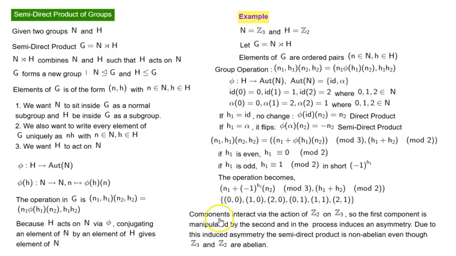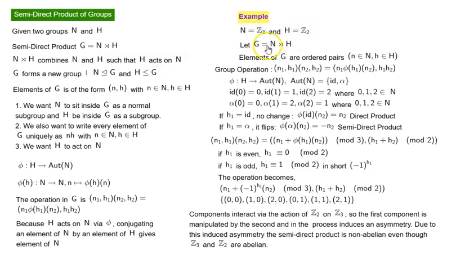elements. Now, components interact via the action of Z2 on Z3. H is Z2. So H is acting on the elements of N. So Z2 on Z3. So the first component is manipulated by the second, and in the process induces an asymmetry. Due to this induced asymmetry, the semi-direct product is non-abelian even though Z3 and Z2 are abelian. So this was an example using Z3 and Z2.